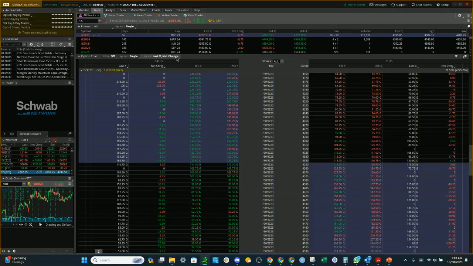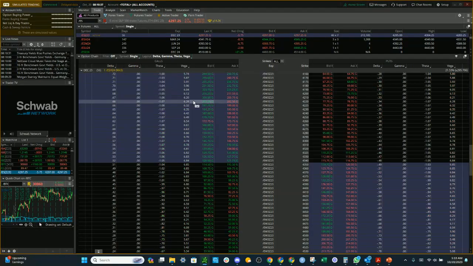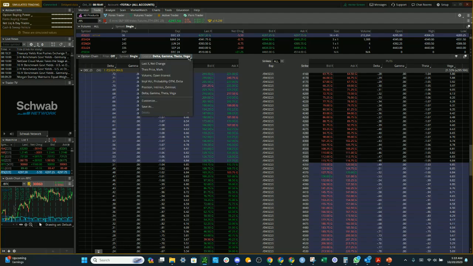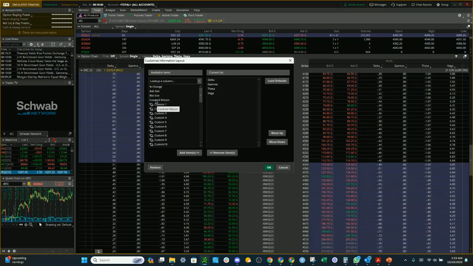Now my view is very different here. So I'm going to bring my actual view here, which is the delta, the Greeks view. And then I also want to add open interest, because I don't think you get it by default. So you can just add open interest. And if you want a demo on how to customize your columns, I can do that for sure. Just leave me a comment.